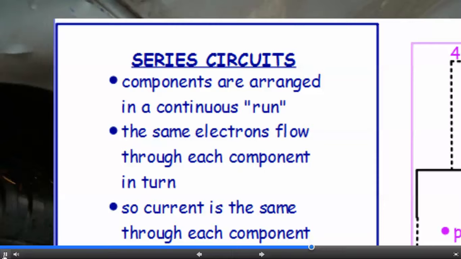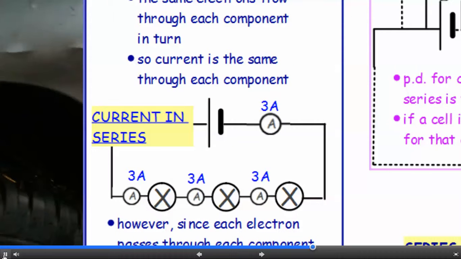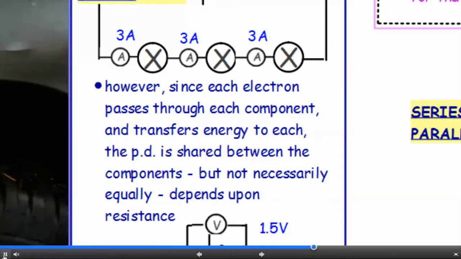Now, in series circuits, the components are arranged in a continuous run, so the same electrons flow through each component in turn. And this means that the current is the same through each component. However, since each electron passes through each component and transfers energy to each, the PD is shared between the components, but not necessarily equally. It depends upon the resistance of the individual components.